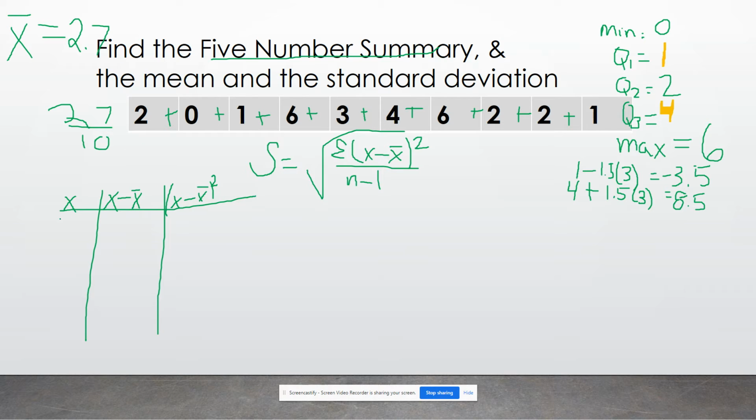So my first number is 2. So we're going to do x, which is 2, minus my x bar, which is 2.7. And let's see, what do we have there? Oh, I don't know why I just drew a line there. There should be no line there. So 2 minus 2.7 is going to give me negative 0.7, and I'm going to square it. So negative 0.7 squared is going to give me 0.49.